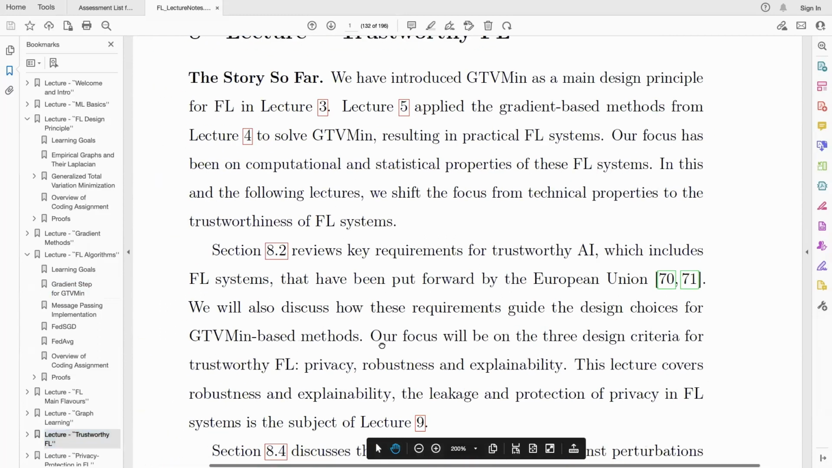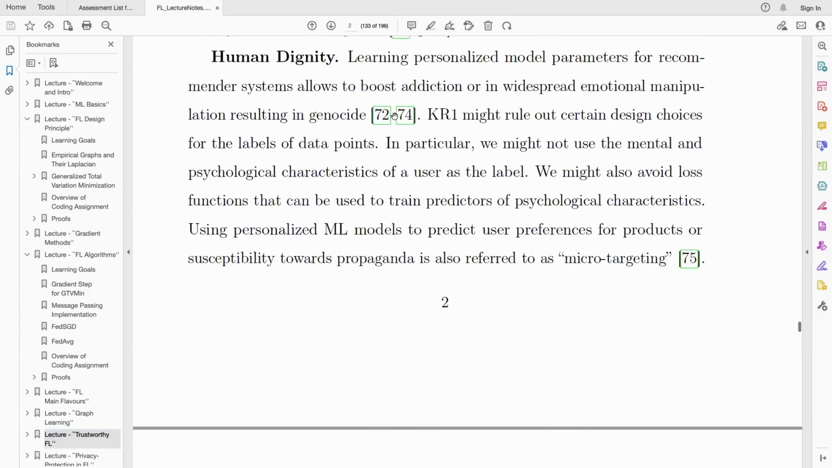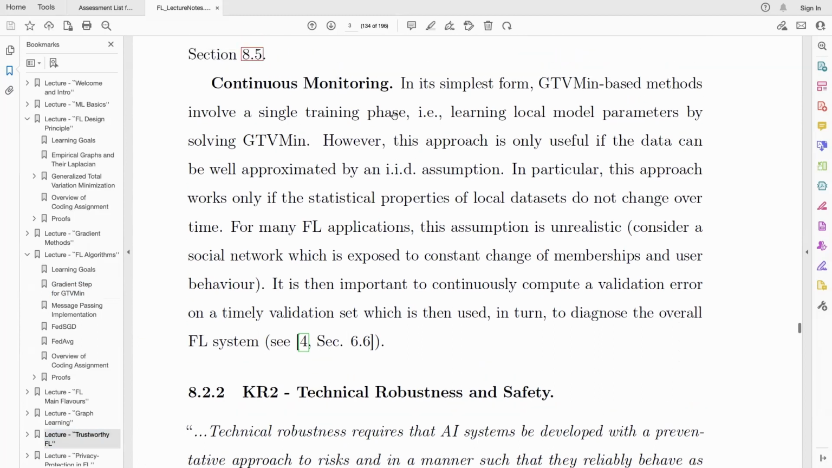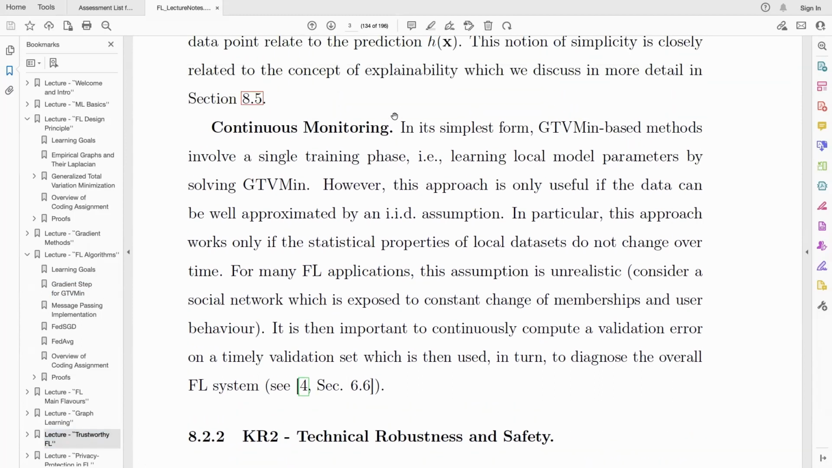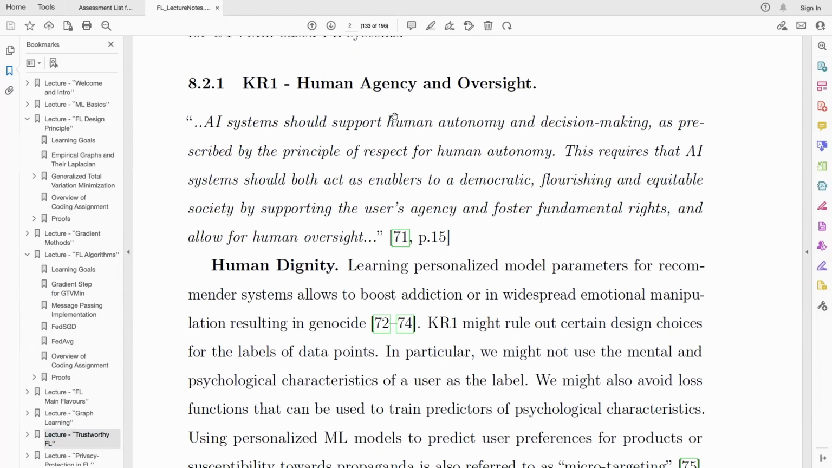Also regarding trustworthiness. Okay, so key requirement 1 was human agency and oversight. Continuous monitoring we discussed. Yes, that's what I had in mind about key requirement 1. Any other comments or suggestions? What could you think of that should be taken into account to ensure human agency and oversight when we implement GTV minimization methods? Yes. Yes, very good, very good.